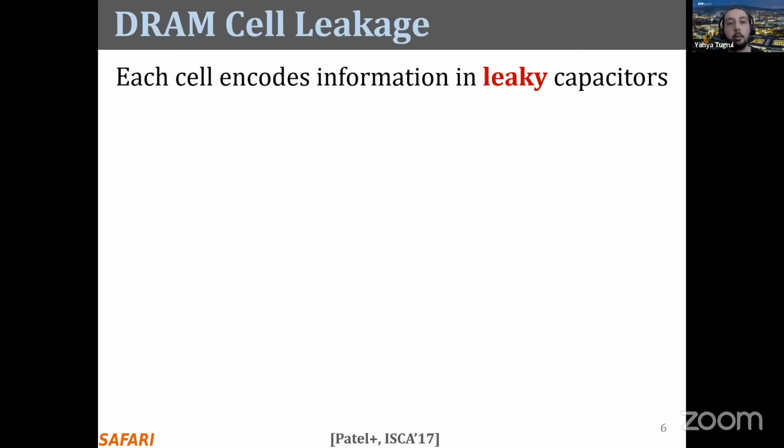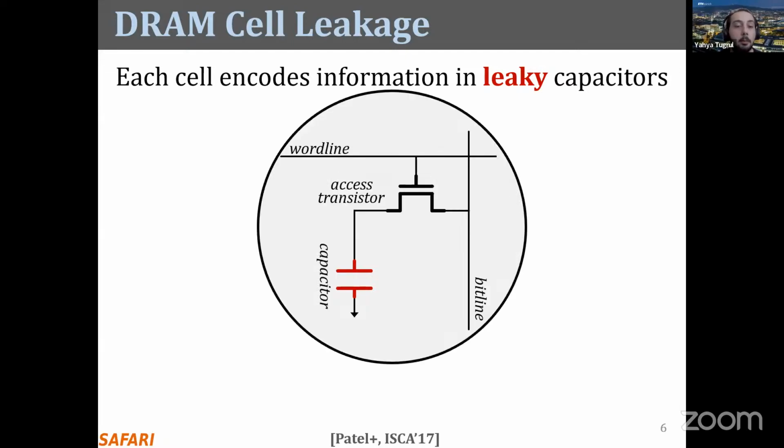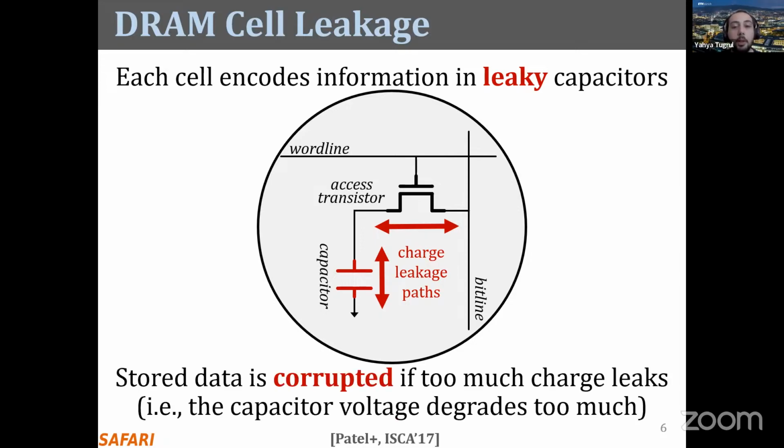Each DRAM cell encodes information in fundamentally leaky capacitors. Here's a simplified diagram of a DRAM cell. The data is stored in the red capacitor, and the access transistor connects the capacitor to the bit line. And there are multiple charge leakage paths where charge can enter or exit unintentionally. The important thing to note is that the stored data can be corrupted if too much charge leaks.